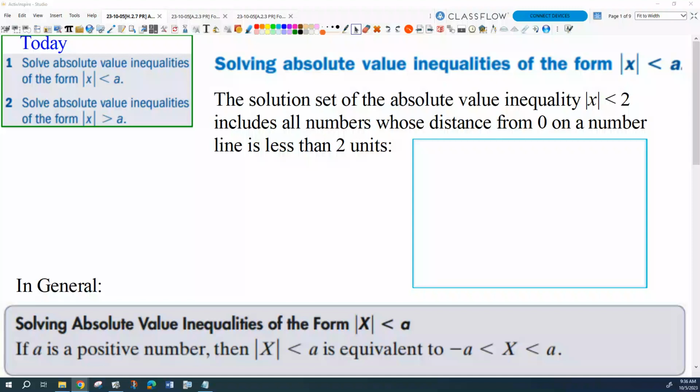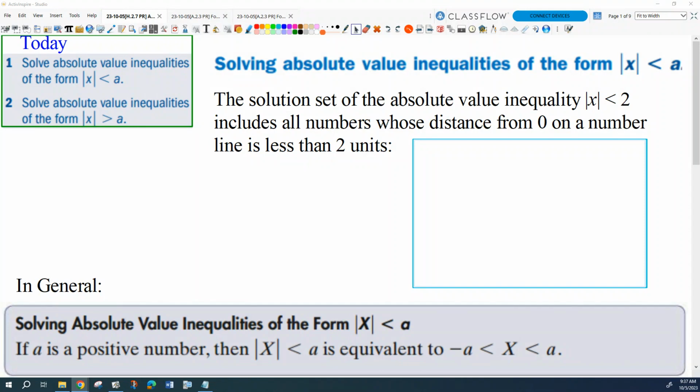All right, so let's go back to basics for just a second. What did we say the other day? The solution set of the absolute value inequality, the absolute value of x is less than 2. Think about that in terms of a number line. An absolute value of a number is telling us the distance from 0 on a number line. So for example, the absolute value of -2 is 2 because the point -2 is 2 away from 0 on a number line. The absolute value of 7 is 7 because 7 on a number line is 7 units from 0.